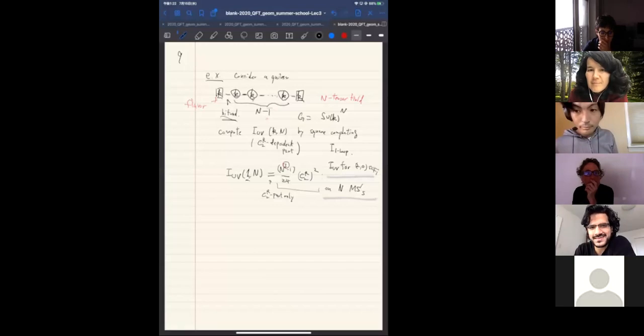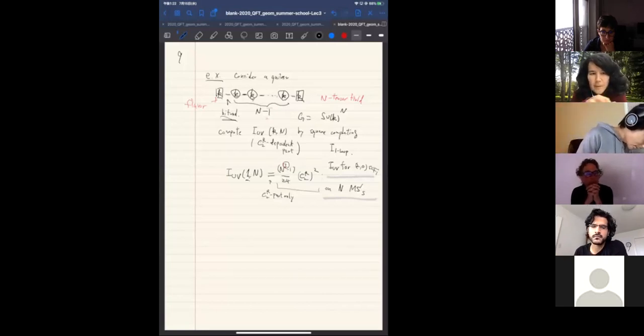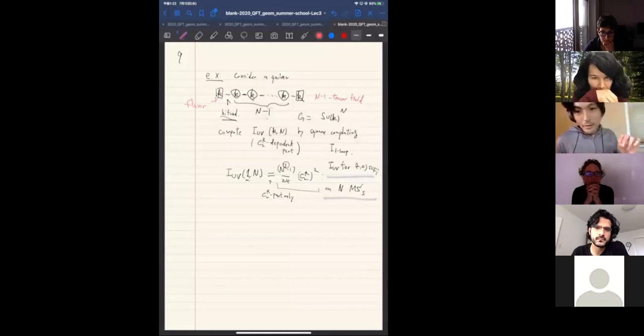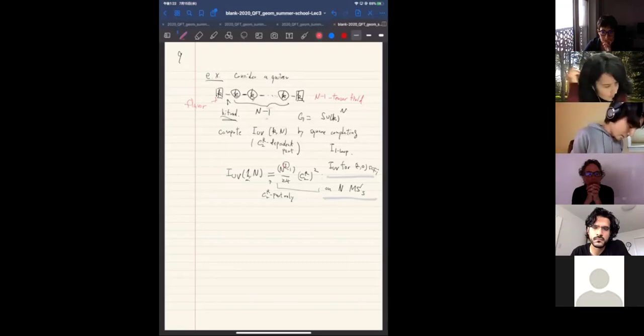So is this the anomaly polynomial where the center of mass degree of freedom of the N M5 branes is still there? We haven't really decoupled. Oh, good. I subtracted it. So if you compute in this way, to be consistent, the number of tensor fields has to be n minus 1. So then the center of mass is subtracted. This is without the center of mass.